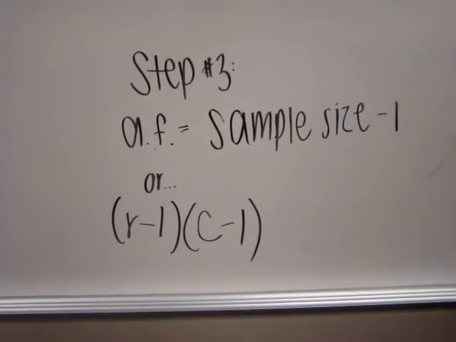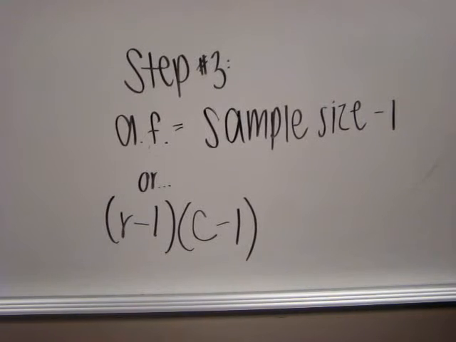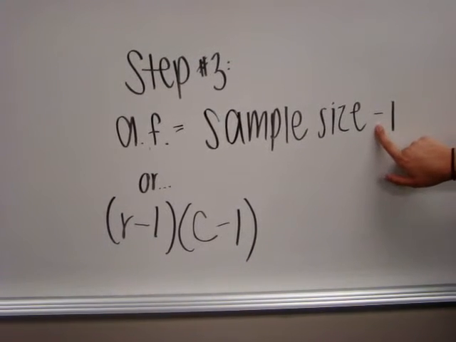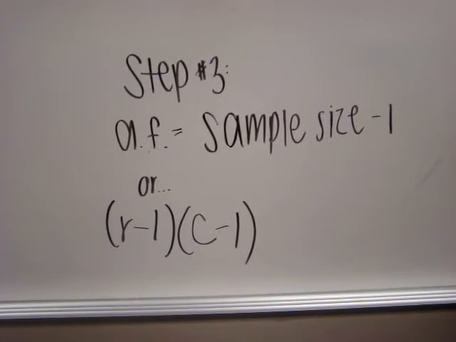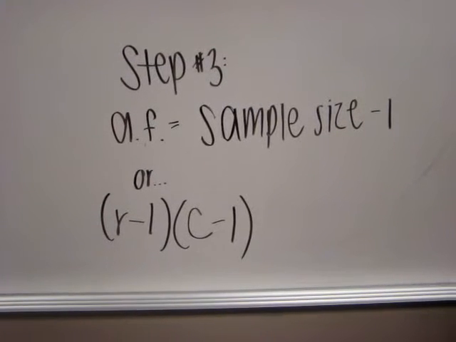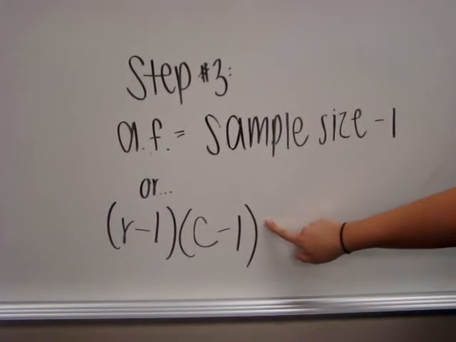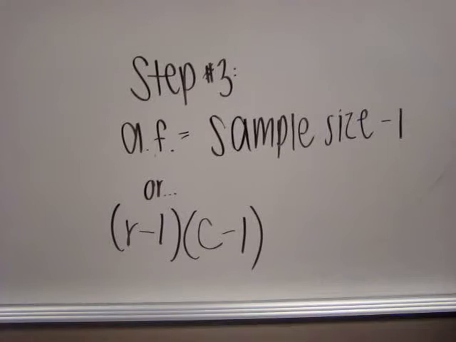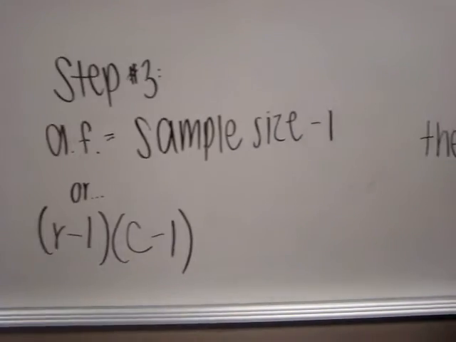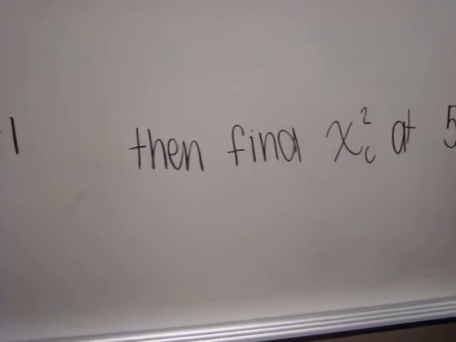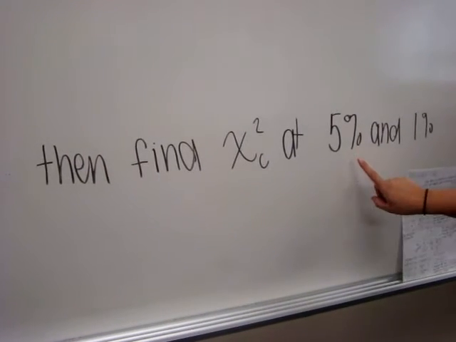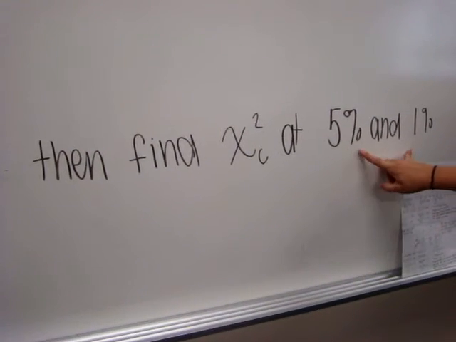Step 3 is finding your degree of freedom. If a two-way table is not used, follow the standard procedure and take the sample size and subtract by 1. If you are using a two-way table, take the number of rows minus 1 and multiply it by the number of columns minus 1. Then refer to your critical chi-square table and find the critical chi-square statistic. Use the numbers under the 5% and 1% column.